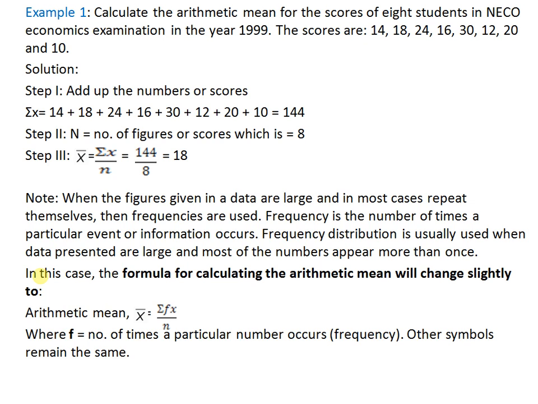So here we are just adding frequency, f, because some things are occurring more than one time. Whenever that happens, you use this formula instead of the previously given formula, where f is the number of times a particular number occurs, or frequency. Other symbols remain the same.